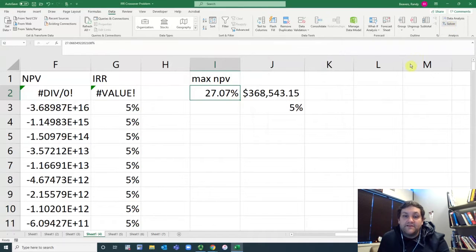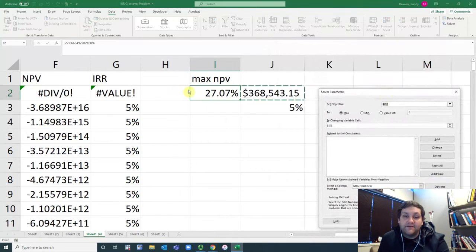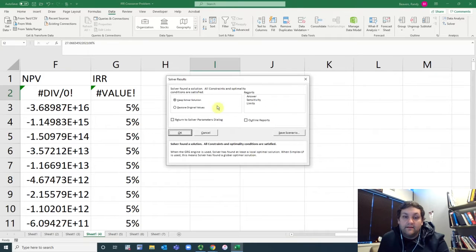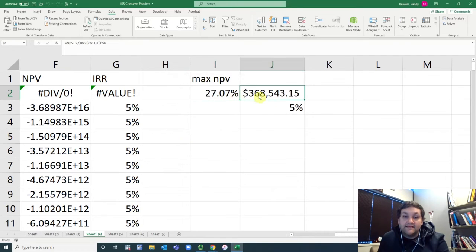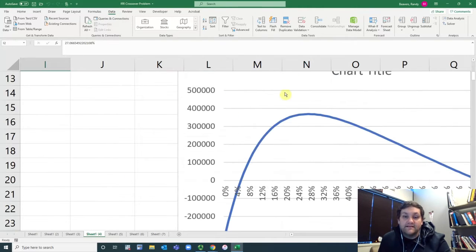So for this one, you can use the Solver function, and what I'm doing here is setting the maximum of the NPV using the NPV function, trying to maximize it by changing the rate by which we discount it. And you can see in this case it is indeed that 27% gets you the max NPV of $368,000, as demonstrated there.